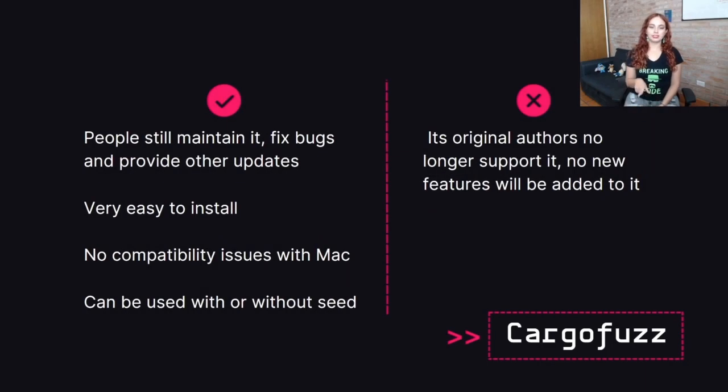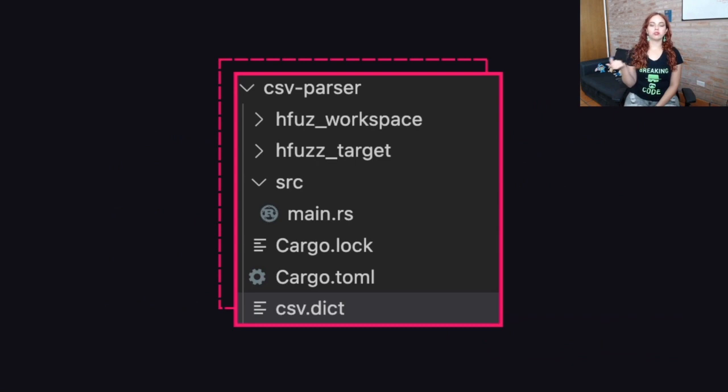On the other hand, Cargofuzz is a subcommand for fuzzing with Libfuzz, which is a library for coverage-guided and mutation-based fuzzing. Although its original authors no longer support it, there are still people who maintain it, fix bugs, and provide other updates, but no new features will be added to it. It is very easy to install, has no compatibility issues with Mac, and also can be used with or without seed inputs. Let's see an example of how to use Honggfuzz.